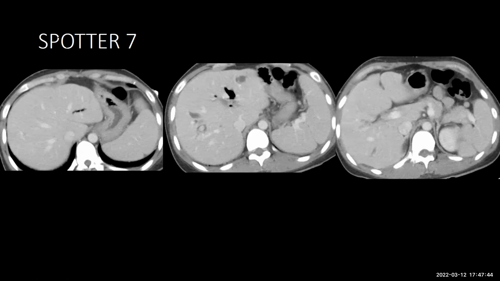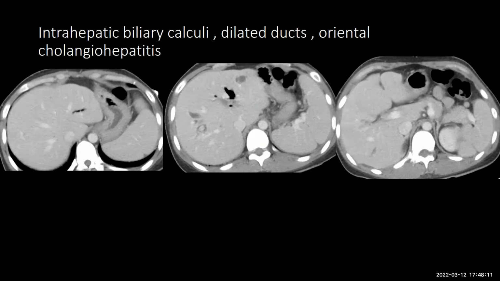See, as you said correctly, many times we have to see the plain image. Suppose you see this in the plain image, what would you have said? Within the bile duct, so this will be a soft calculus. So you see dilated bile ducts and you see calculi within them. So what is it called? Oriental cholangiohepatitis or recurrent pyogenic cholangitis. So this is a known case of recurrent pyogenic cholangitis.